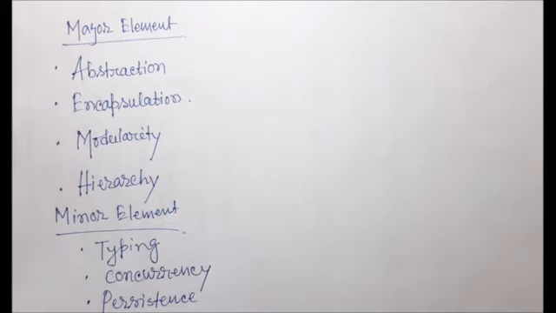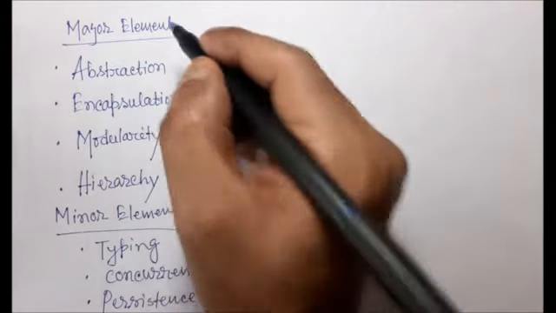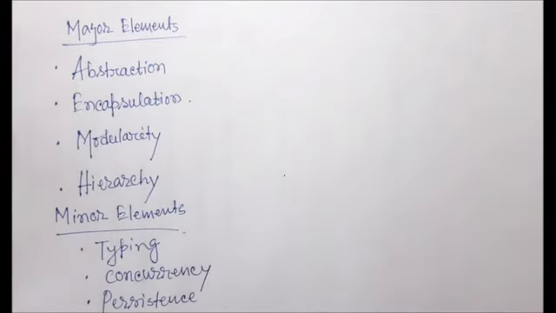And in this lecture I will discuss some elements in the object oriented system, the major elements. There are two categories of element in the object oriented system. The first one is called major element and the second one is called minor element. So what does major element actually mean?